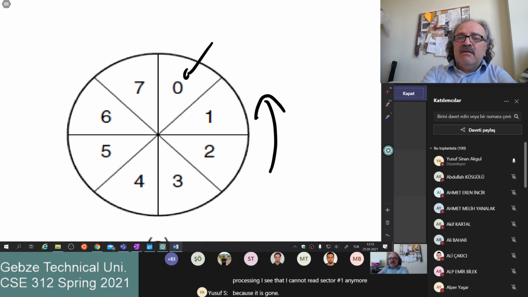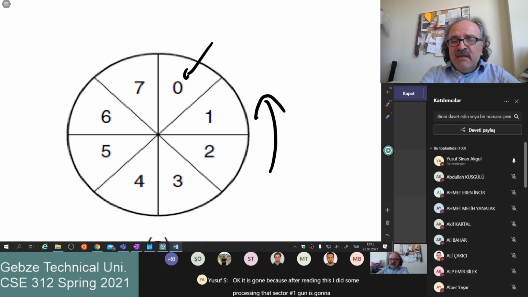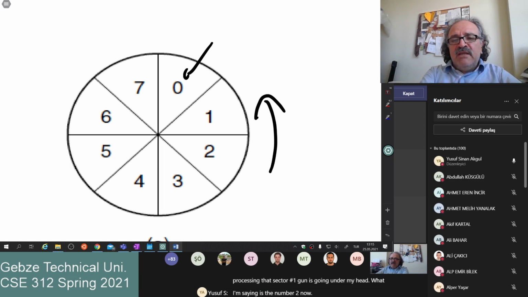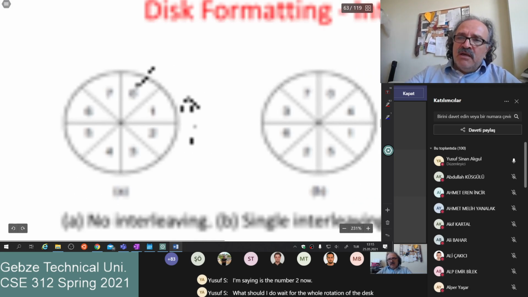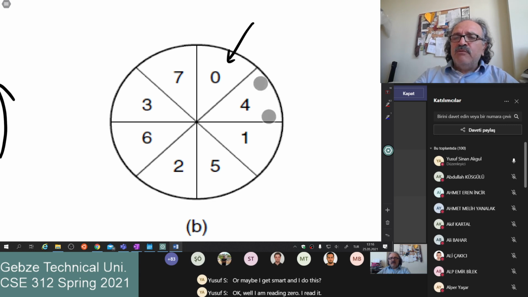Okay, it is gone, because after reading this I did some processing and sector number 1 has gone under my head. What I am seeing is number 2 now. What should I do? Wait for the whole rotation of the disk, or maybe I get smart and do this. While I am reading 0, I read it and do some processing. While I am doing this processing, sector number 4 passes under my head.